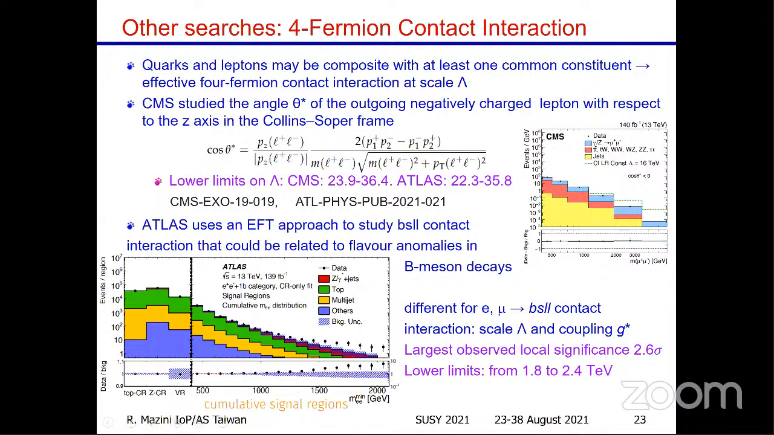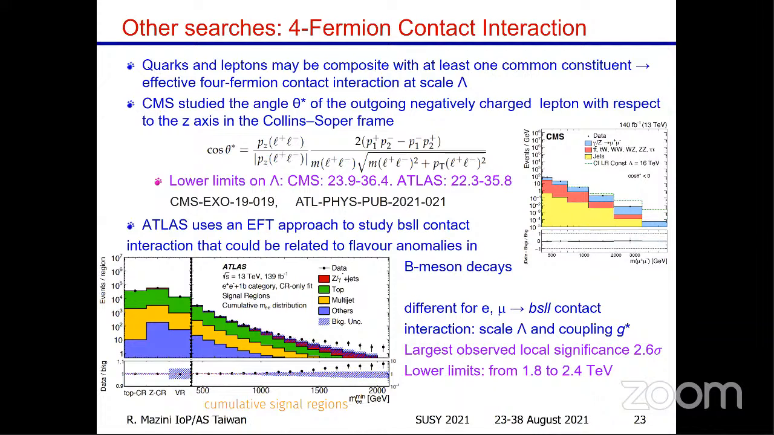Finally, ATLAS used an EFT approach to study the bsll contact interactions, which can be related to the flavor anomalies in B meson decays that have been observed in Belle, BaBar, and so on. The difference between electron and muon can change this bsll contact interaction at the scale and the coupling as shown here. Using the cumulative signal regions as shown here and estimating the different background components, they can explore this possibility of an enhanced contact interaction for this particular final state. Comparing the data to the backgrounds, ATLAS found a large observed local significance of around 2.86 sigma, while the lower limits range from 1.8 to 2.4 TeV.